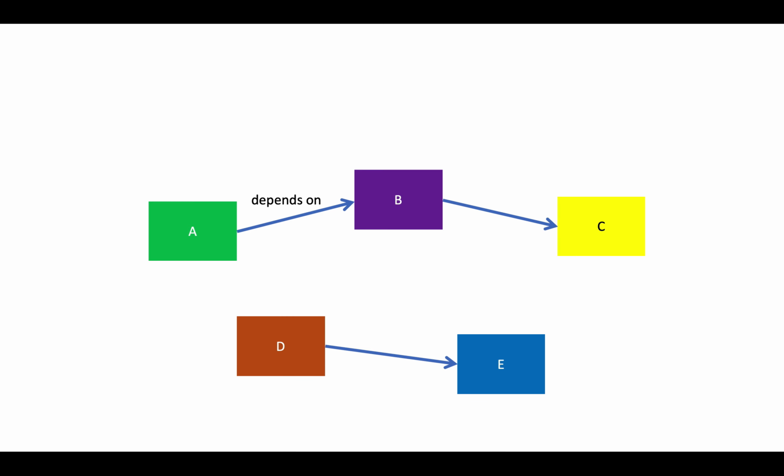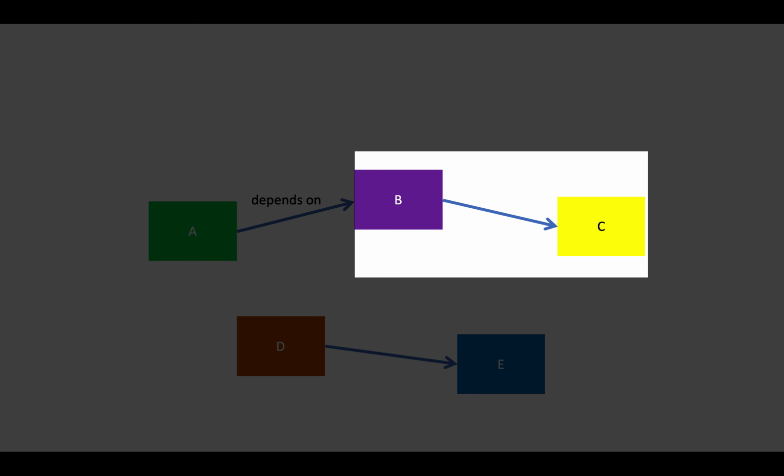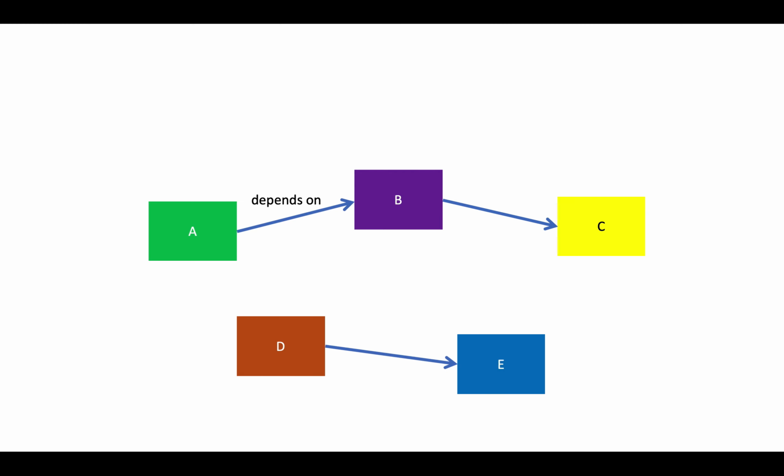What do I mean by dependency? So let's take a look at B and C. B depends on C. We call C a dependency and B a dependent. So that means B needs the services provided by C to work well. If C is not working, B will not work as well. And same thing here. If B is not working, A will not work.